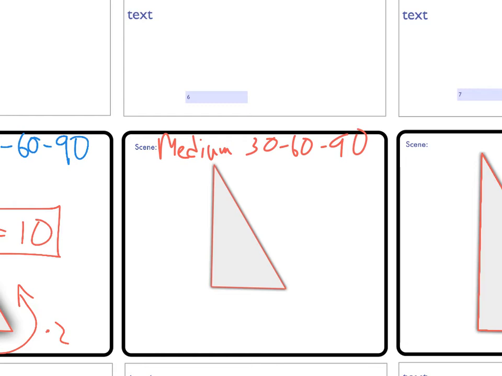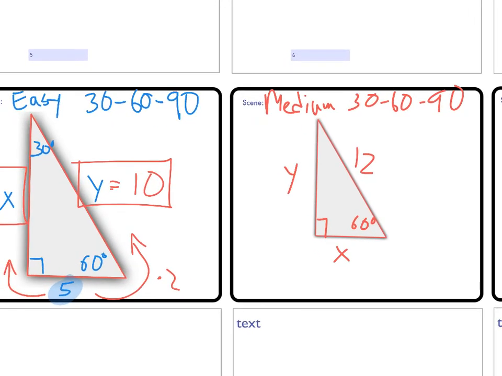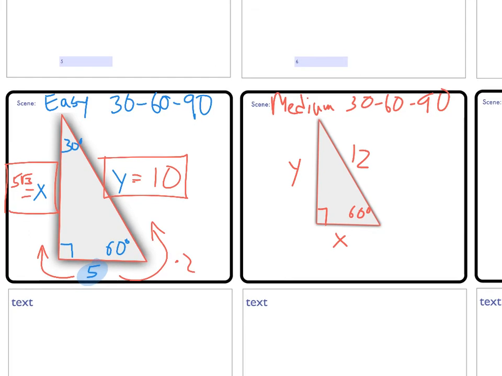This is medium difficulty because let's say this is 12. And we know this is a 30, 60, 90. Well, we got to work backwards here. It's easiest if we know the short leg like we did in the last one. But now we know the hypotenuse here. So we're going to work backwards. Instead of multiplying by 2, we're going to divide by 2. And that makes this 6.